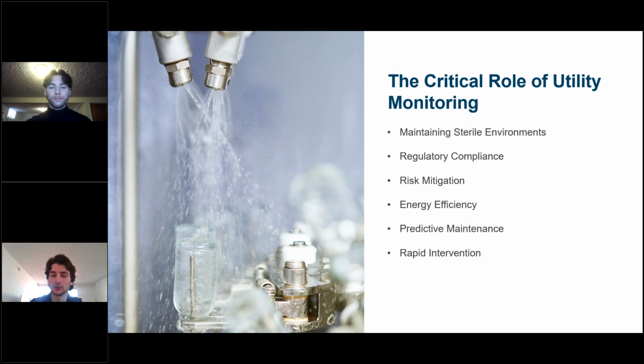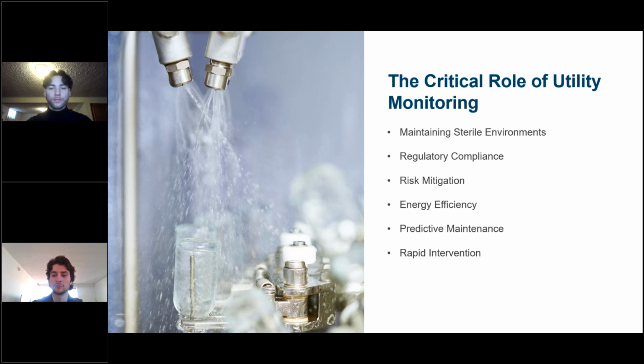The second point would be to maintain regulatory compliance. Many industries, especially those involved in healthcare and food production, are subject to strict regulatory requirements. So it helps organizations comply with these regulations by providing documented evidence of the control and integrity of these critical utilities.